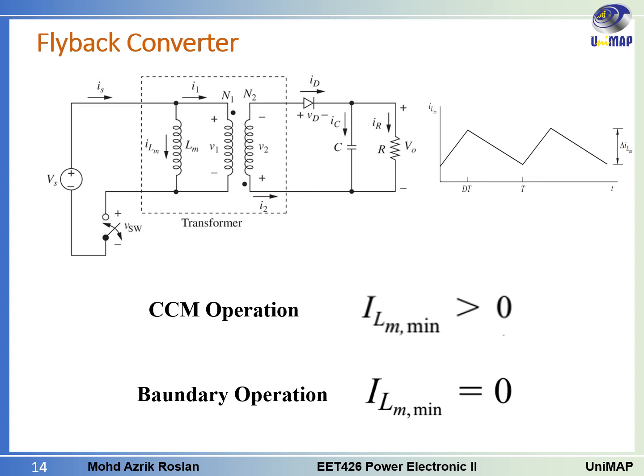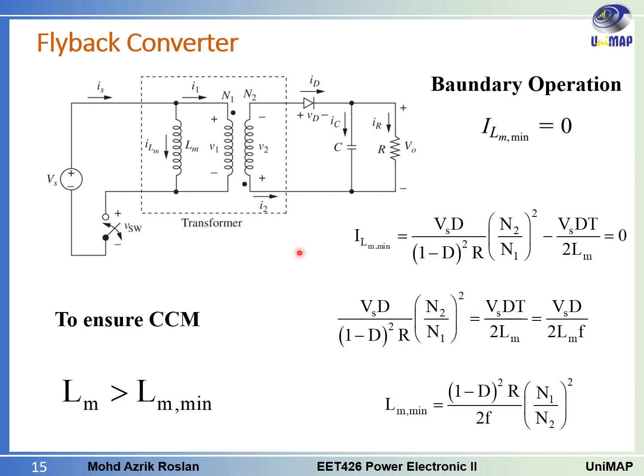Okay, let's say we have here, and then it will go down until it reaches 0, and then we'll go up again, and then we'll go down until it hits 0. So this is the boundary operation. In this slide we want to find the value of LM min. This is the value that we want to find, so that we can ensure that our flyback converter operates in the CCM mode.